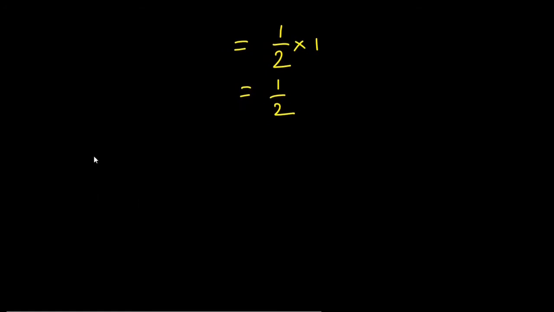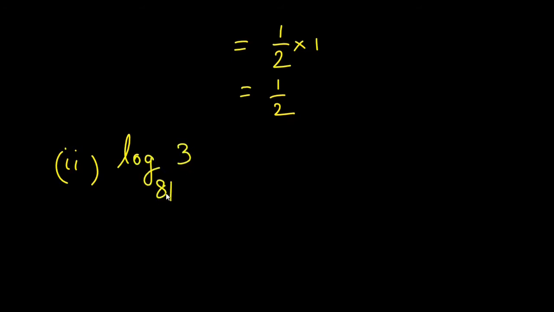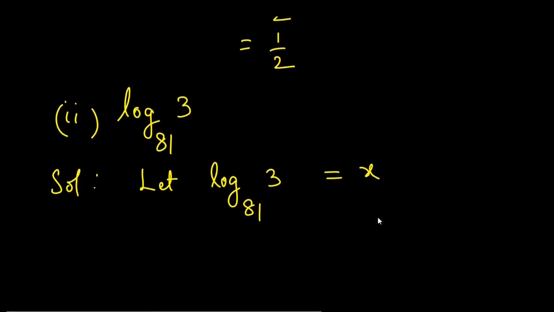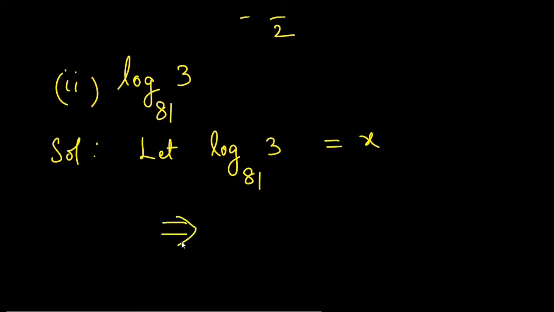Look at the second one. Log of 3 to the base 81. This is also a similar one. We can do it either way. Let us do it using exponential form. Let log of 3 to the base 81 be equal to x. Writing it in exponential form, we get the same base here: 81 power x is equal to 3.